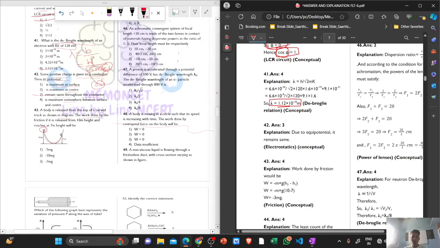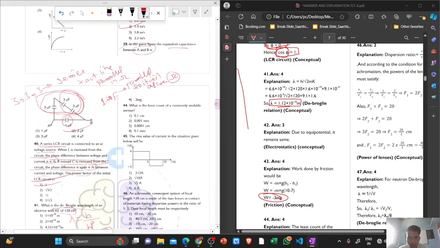You know the work energy theorem: work done by all the forces equals the change in kinetic energy. Here the change in kinetic energy is 0, since initially it is at rest and finally at rest. So all the forces here, mg plus friction. So you get work done by friction equals minus work done by gravity. You can easily calculate the work done by gravity by the change in height. It's a very simple question. By solving it, you get the value of minus 3 mg. That is option number 4, which will be correct. Now moving to the next question.